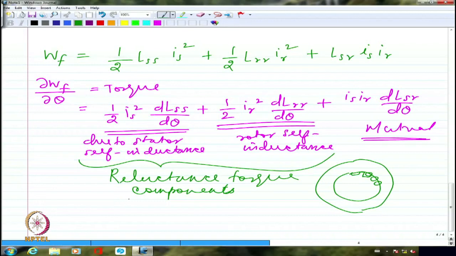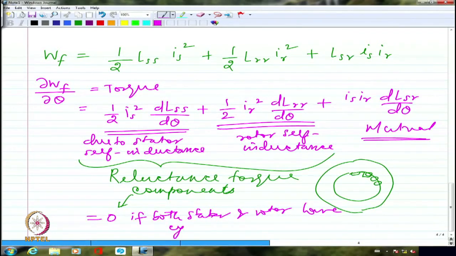So this particular component will be equal to zero if both stator and rotor have cylindrical structure. So if both of them have cylindrical structure, the air gap is uniform. Because the air gap is uniform, I will not see normally any torque produced because of the reluctance variation at all, because there is no reluctance variation, absolutely. Whereas this generally will always be there in most of the machines, provided I excite both stator and rotor.